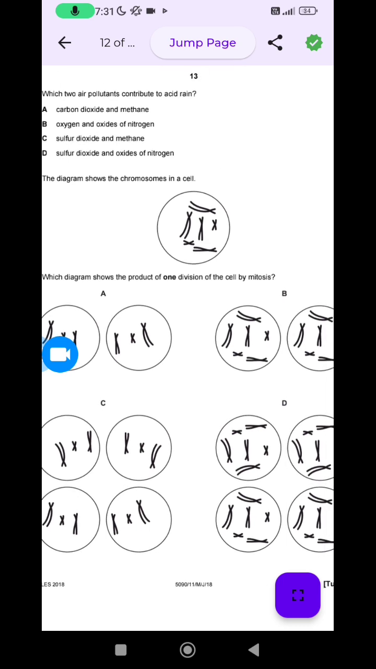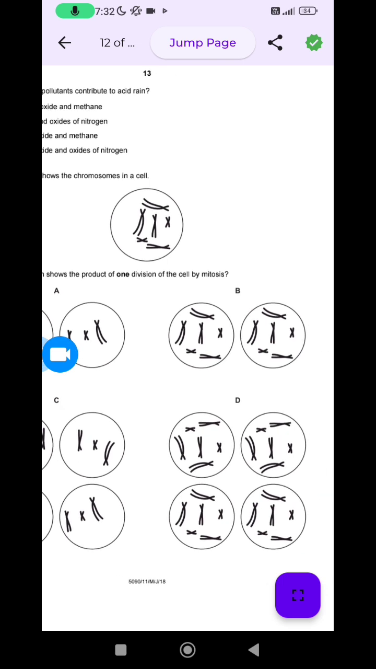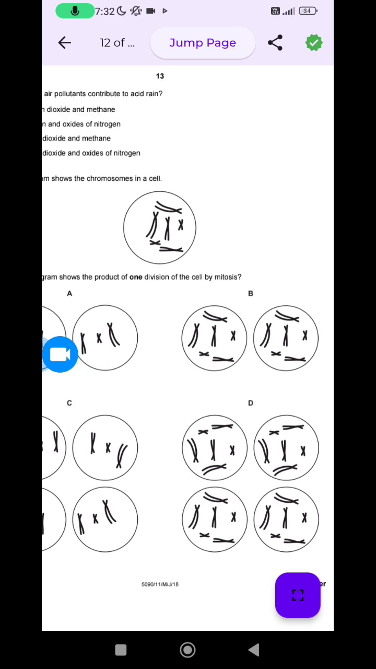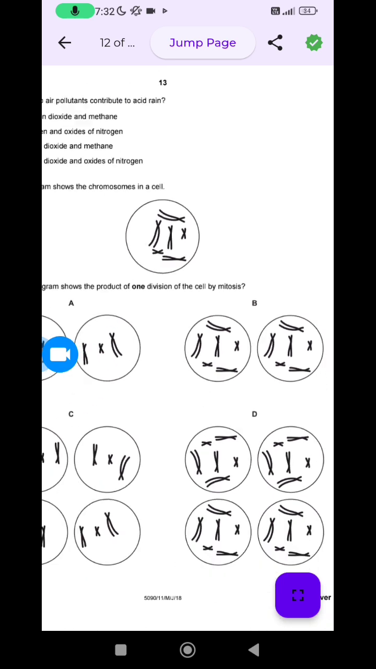It shows the product of one division. It means it does not divide 2 times, and when the cell divides only 1 time, one cell results in 2 cells. When it divides 2 times, 2 cells result in becoming 4 cells. So D is also incorrect. B is the correct answer because when one cell divides only 1 time, it only results in 1 more cell, which results in 2 cells total. So B is the correct option.